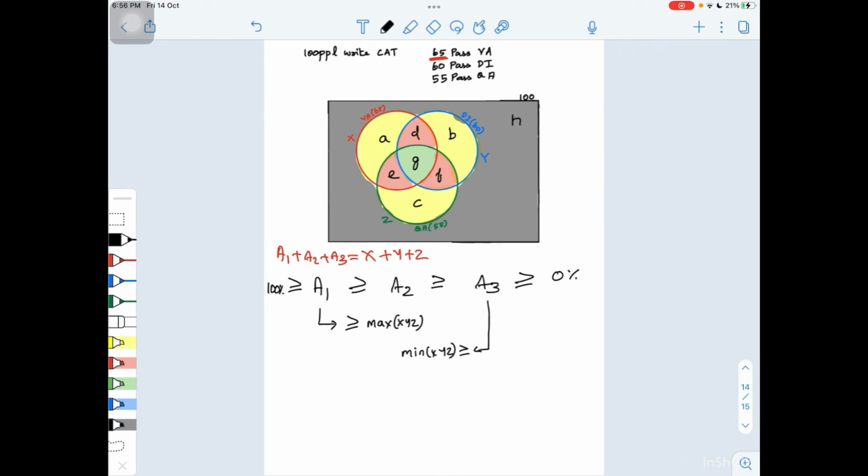How can we use this to solve our problems? Let's look at this problem. So here, what is our x value? 65. What is our y value? 60. What is our z value? 55. So what I can tell here is A1 plus A2 plus A3 together equals 180. Now this 180 should be given to A1, A2 and A3 in such a way that none of these conditions violate each other.